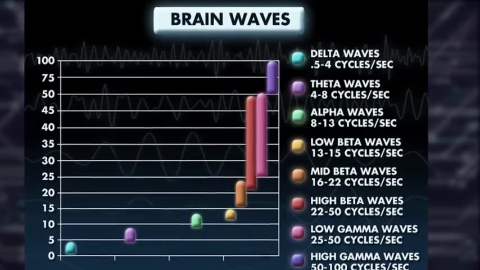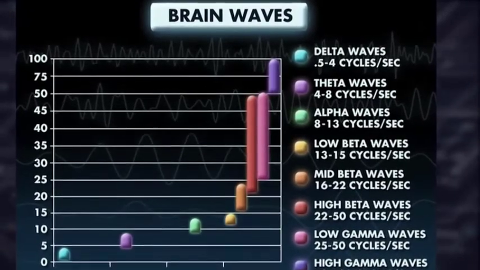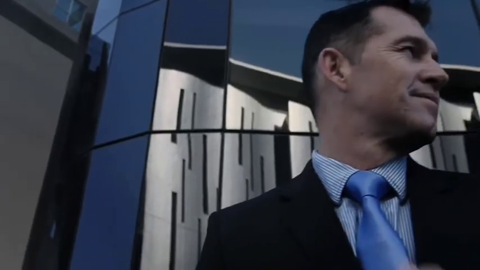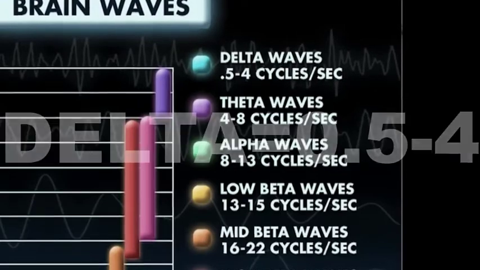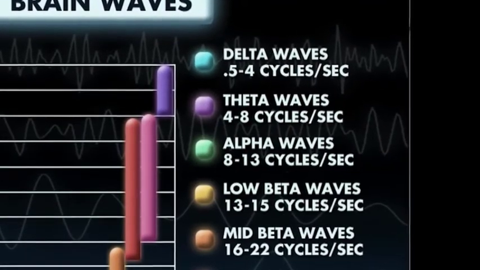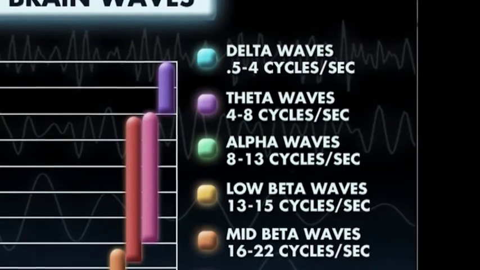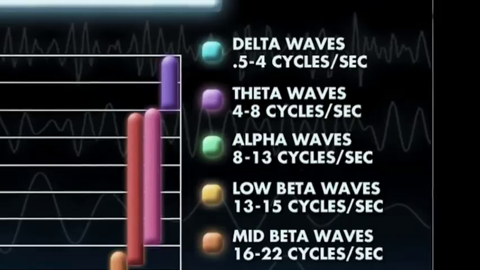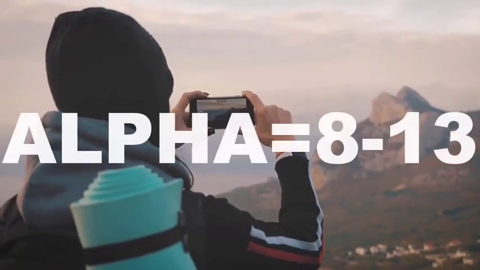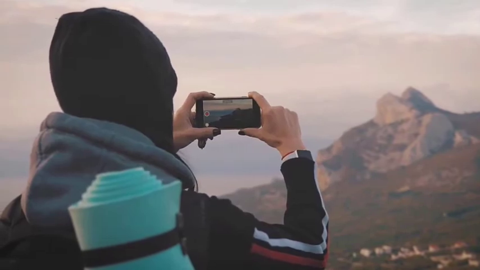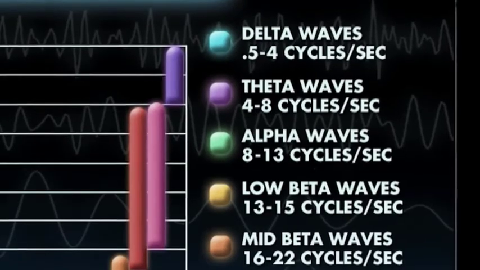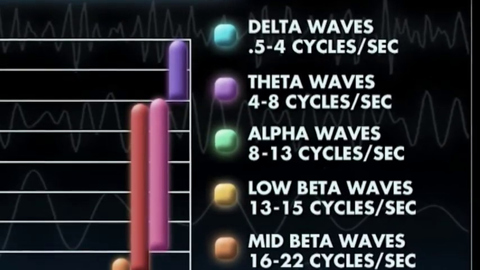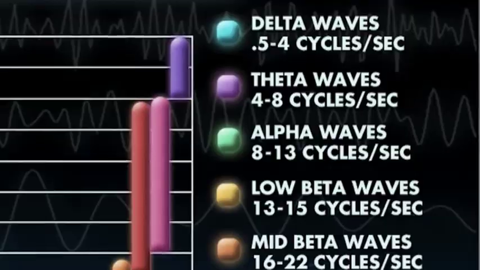You see the numbers going from 0 all the way up to 100. So delta brainwaves tend to be at a frequency that's very slow in the neocortex, 0.5 to 4 cycles per second. Theta brainwaves tend to be a little bit faster. They're 4 to 8 cycles per second. And as we keep increasing frequencies, you can see that alpha brainwave patterns are about 8 to 13 cycles per second. Now, in low-level beta, you can see low-level beta is about 13 to 15 cycles per second. Mid-range beta is about 16 to 22 cycles per second.